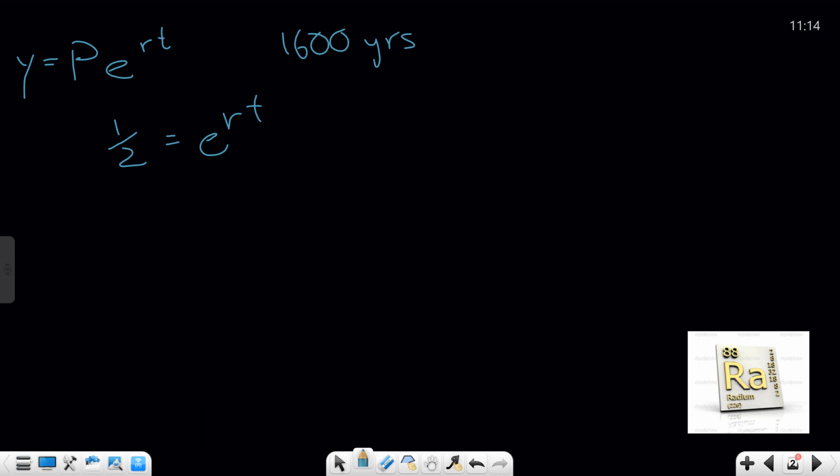Okay, so what do we know? How many variables in that equation? 2. And I know one of them. So 1/2 is equal to e to the 1,600r. Solve for r, please.